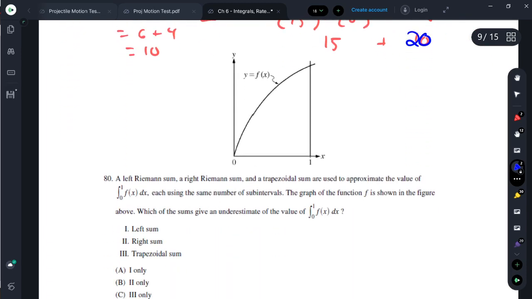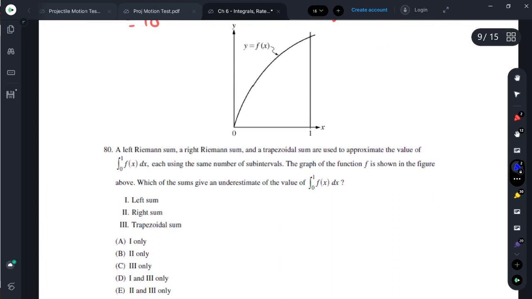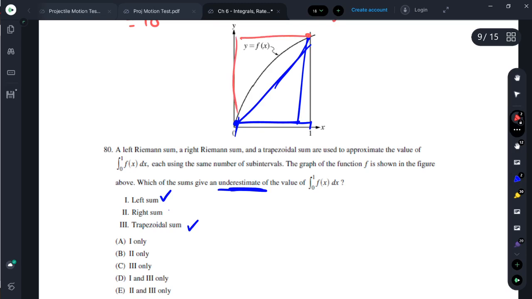All right, we have a left Riemann sum, a right Riemann sum, and a trapezoidal Riemann sum. And it says which of those sums gives an underestimate. So I like to just kind of try to draw these. A left rectangle would be below, so left is an underestimate. A trapezoid is also below, so that's also an underestimate. A right Riemann sum, starting the rectangle from the right side, would be an overestimate.